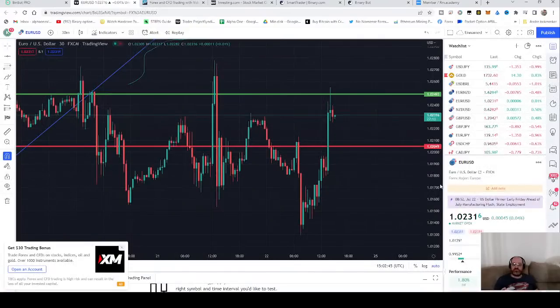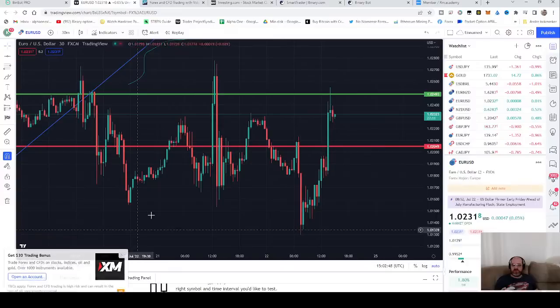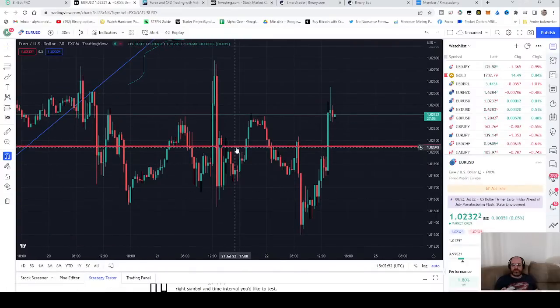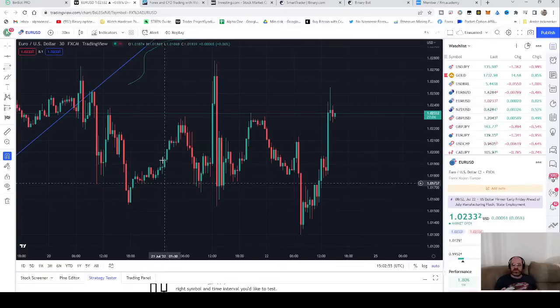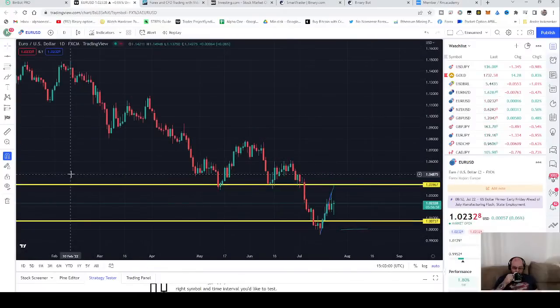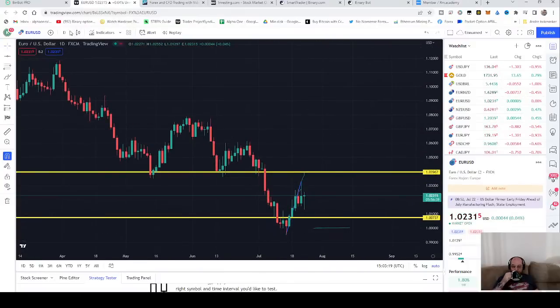Okay, so as always, we start with euro against dollar, as it is the most traded pair. We go up to 1 day. Okay, so we can see that we are in some type of resistance zone right now. Not the strong one you see with the yellow line up here, but by the way, it's a resistance zone.